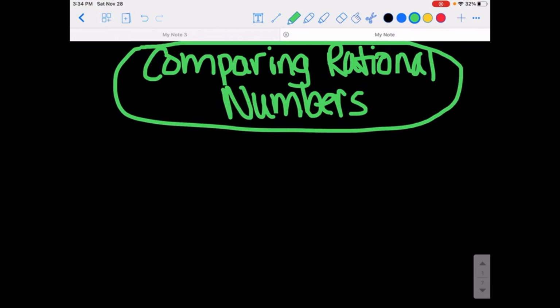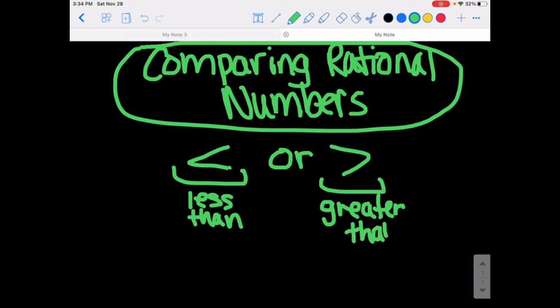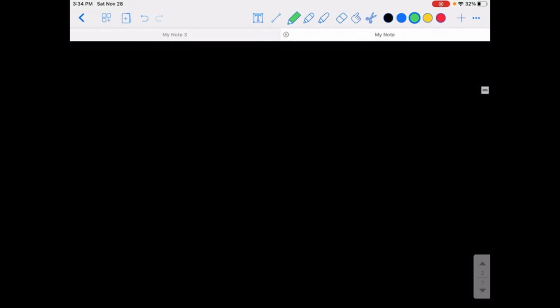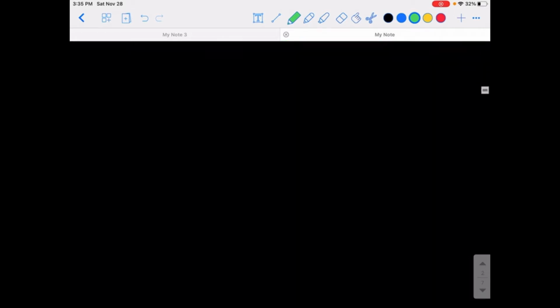Before we actually do some examples, we're going to do the same thing we did with integers. We use this sign, which means less than, and this one means greater than. Still, the rules don't really change much from integers with positive numbers. So I'll just write something very quickly this way. These are, by the way, called inequality symbols. And this one means greater than, this one means less than. And here are two quick things I want to write.